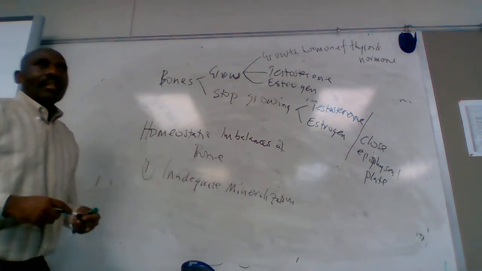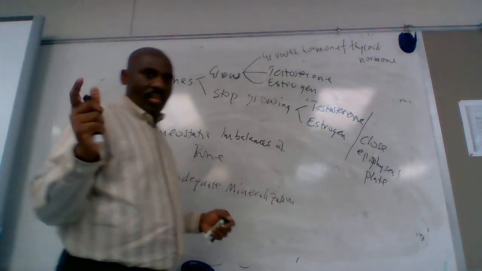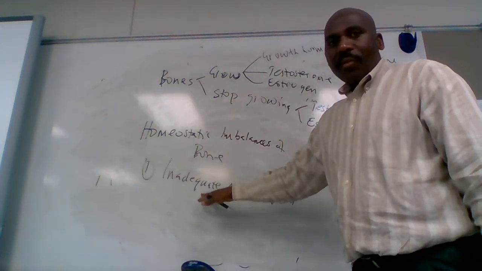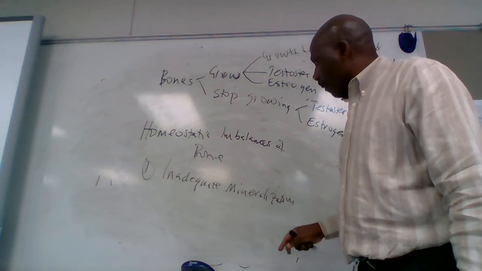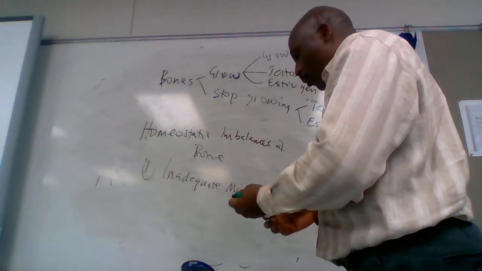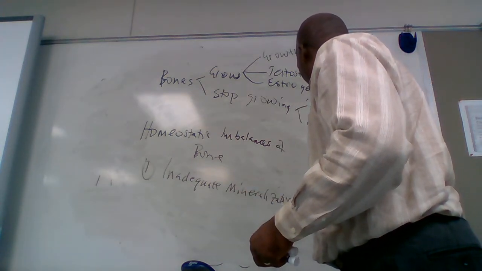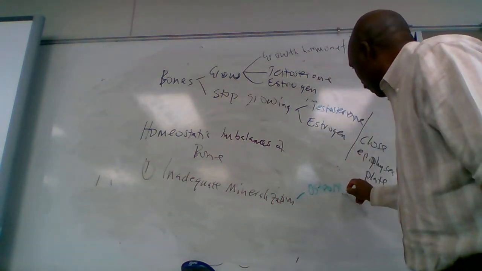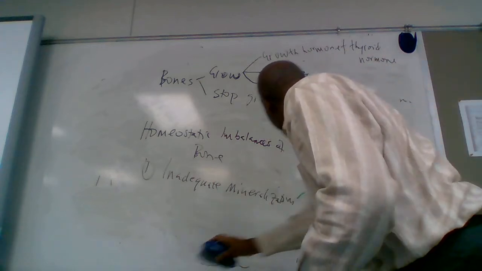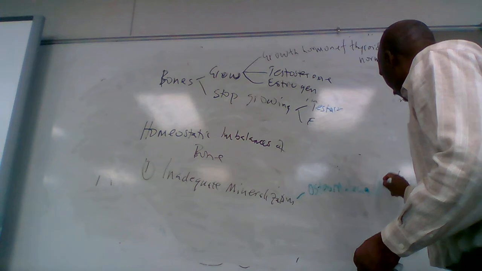So remember we said the mineral salt which is dominant in bones is calcium phosphate. So you may have a condition where you do not have enough calcium phosphate in your system. Now in adults, this condition is called osteomalacia. So this is for adults.